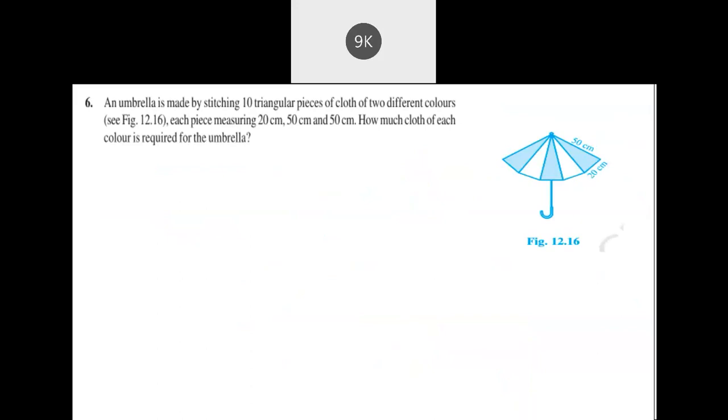Question number 6. Kirtana, please explain. Ma'am, can you show the last page?